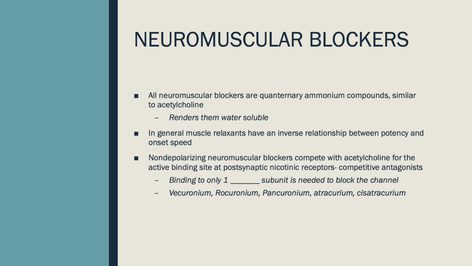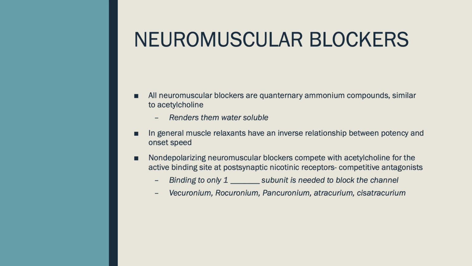All of our neuromuscular blockers are quaternary ammonium compounds, and this makes them water-soluble and limits their ability to cross lipid membranes like the blood-brain barrier. This is crucial as it ensures that these drugs act peripherally on muscles rather than the CNS. These show an inverse relationship between their potency and onset of action. So highly potent drugs have a slower onset, compared to lower potency drugs, which have a faster onset.